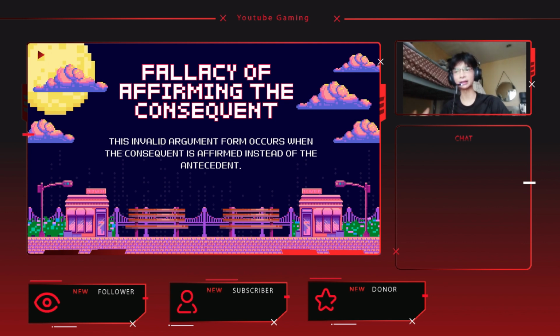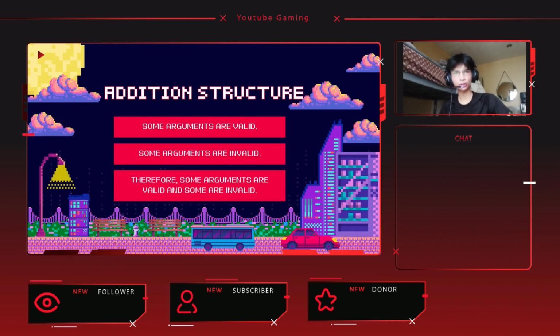We have mentioned in a previous slide that affirming a consequent leads to invalidity, and this is called the fallacy of affirming the consequent. This fallacy occurs when one mistakenly concludes that if the consequent is true, then the antecedent must also be true. And constructing a truth table for this type of argument reveals the instances where true premises lead to false conclusion, rendering it invalid. Let's now move on to addition structure.